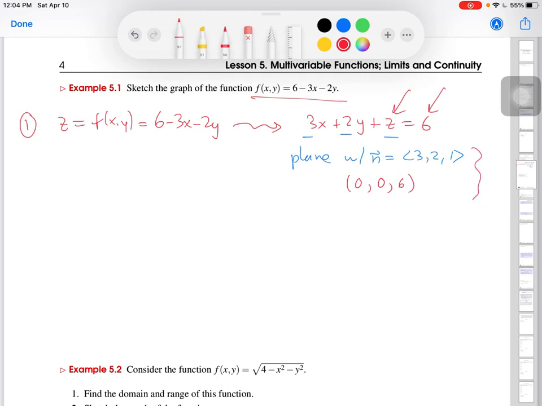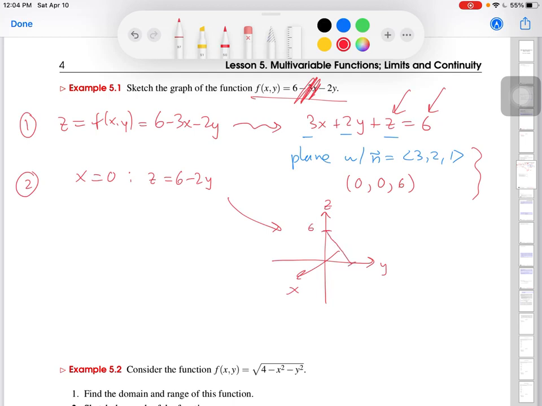I could use technology to help me do that, or some of the techniques that we talked about in our plane lesson earlier. I'm actually just going to give you the picture here so we have it. And I'm going to generate that picture using a second graphing technique. So I'm going to say, what if x is 0? Well, if x is 0 up here, then I just get z equals 6 minus 2y. So I can then go over here and graph that. So in the yz plane, I would start at 6 and I would have a slope of negative 2. So I would end up here at y equals 3.